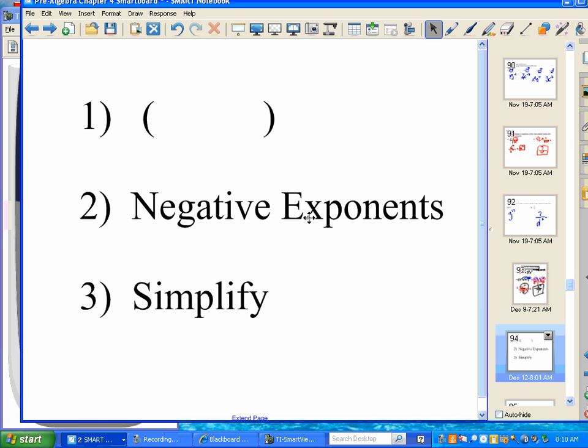Step 1, get rid of parentheses. Step 2, get rid of negative exponents. Step 3, simplify, which could mean a lot. Step 3 could mean when you divide same base, subtract exponents. It could mean when you multiply same base, add exponents. So step 3 could mean a lot of things. Adam, we're not done. So step 1, get rid of parentheses. Step 2, get rid of the negative exponents. Step 3, simplify. I want to give you guys one more problem to try.